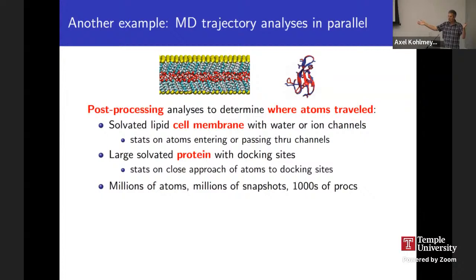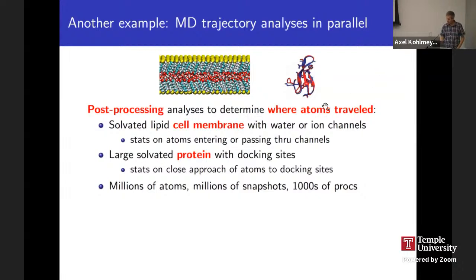You're doing a very long time scale simulation, writing out snapshots. So in the case of the solvated lipid cell membrane, you want statistics on atoms that enter the channel, back out, atoms that go through the channel, maybe it comes back through it the other way. Another time, you want to generate statistics from your big simulation about all of those special events.